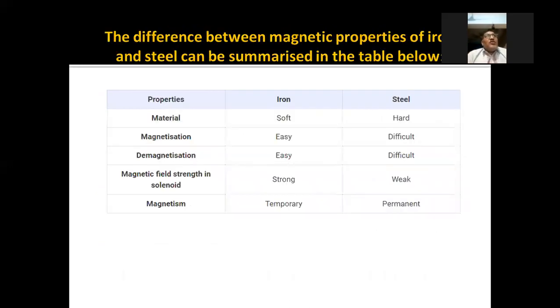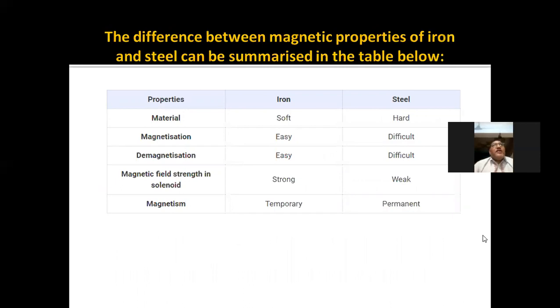So the difference between the magnetic properties of iron and steel can be summarized at the end of this lecture. I will also describe some experiments in which we will show that iron is a soft magnetic material and steel is a hard magnetic material. So this table shows how they differ from each other.